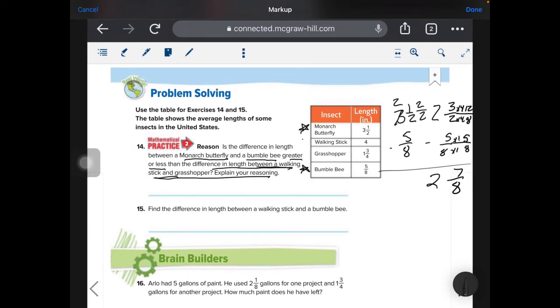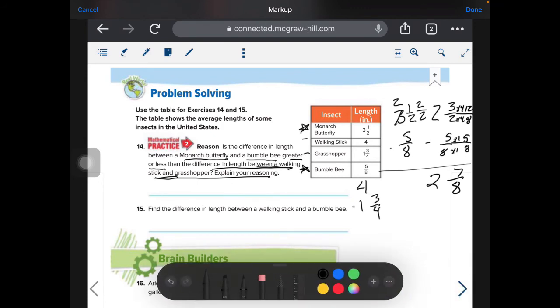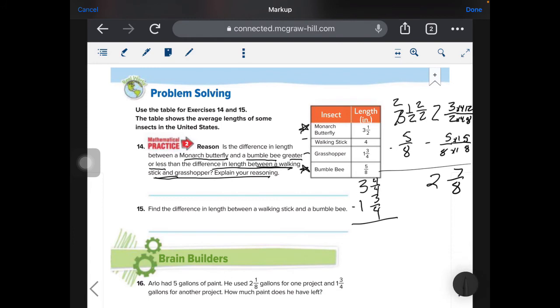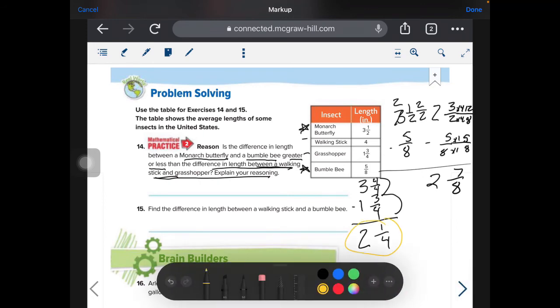Next, I need to find the difference between a walking stick and a grasshopper. Walking stick is 4. Grasshopper is 1 3/4. Well, I can tell right away that I'm going to need to change that 4 to a regrouped number. So 3, and we'll say 4 fours, which still equals 4. Now I can subtract. I can minus 3 from it. So there's going to be 1/4 left over. 3 minus 1 is 2. Okay, so there's my second number.